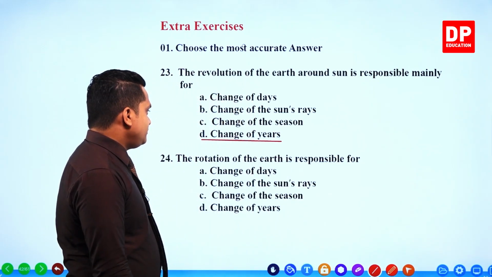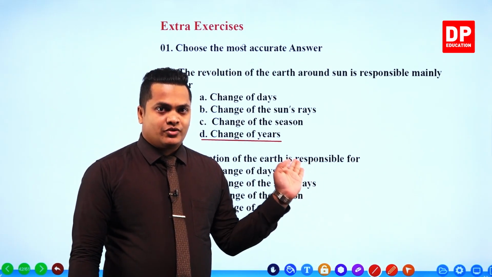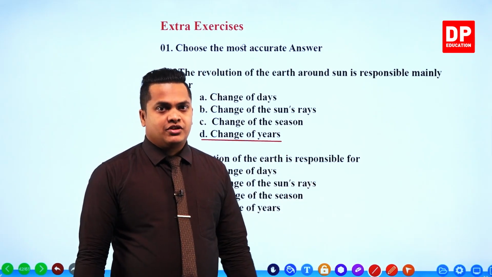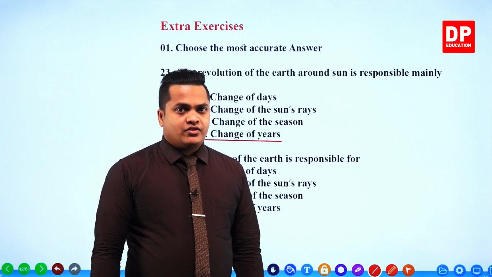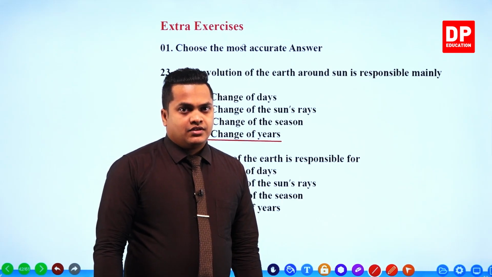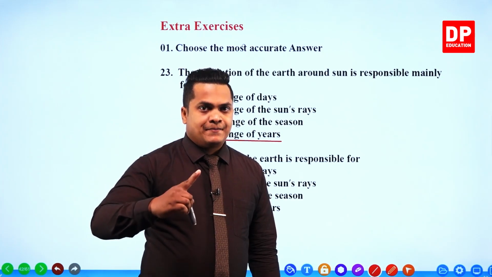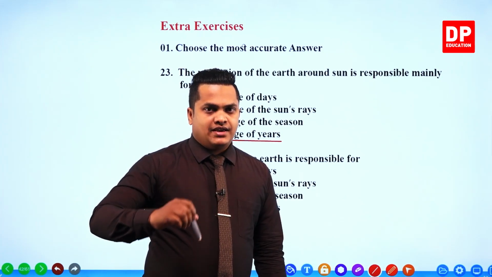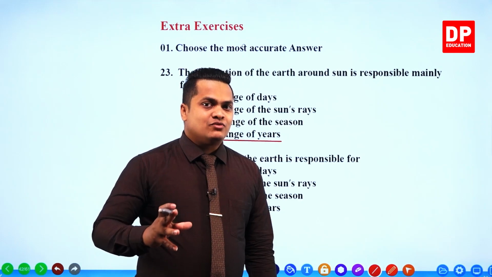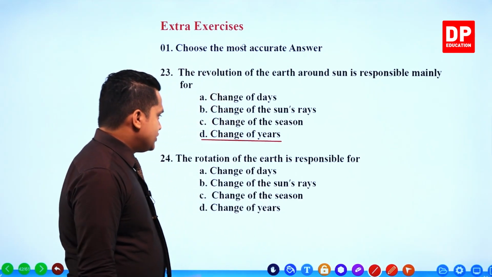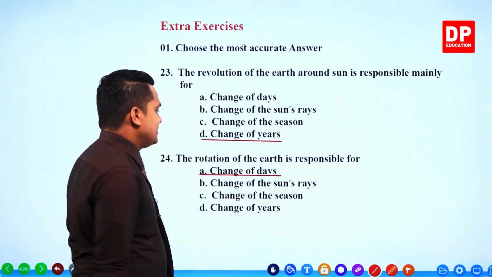Next one. Rotation of the Earth is responsible for, very straightforward question. When we discussed the earlier 2 questions, my dear children, I told you the days change mainly because of the rotation of the Earth around itself. So one rotation around itself completes 1 day. So the rotation is the main reason for the completion of days. Days are the ones which change upon the rotation. So rotation of the Earth is responsible for change of days.